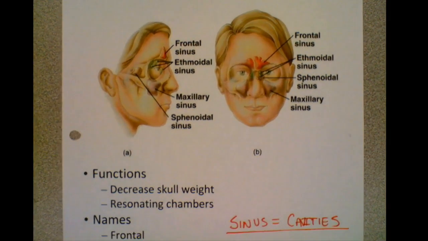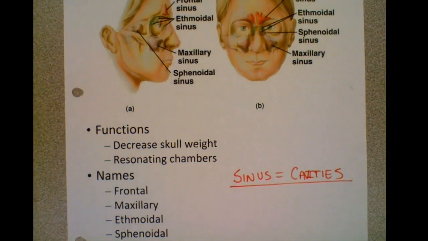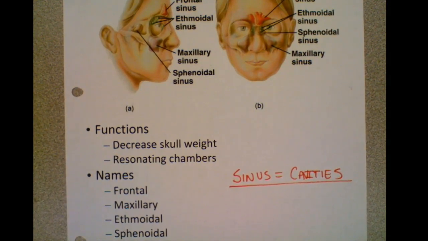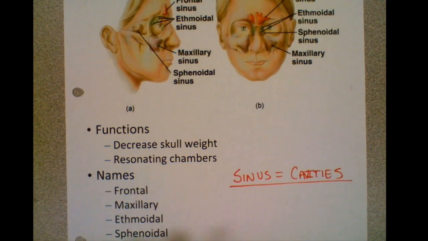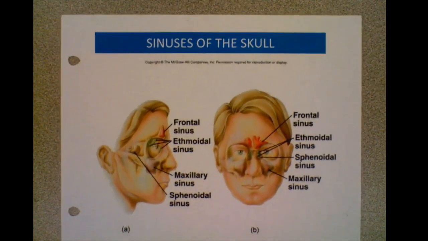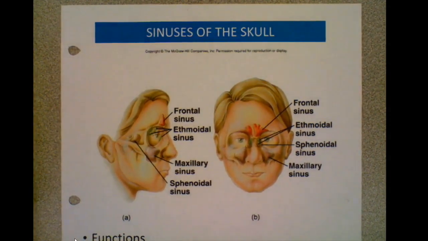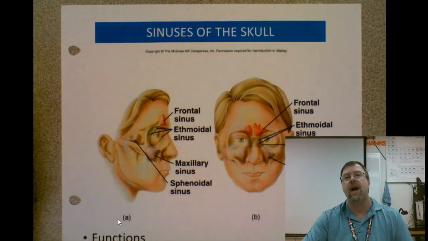All right, now I just named the sinuses here. So we have the frontal sinus in the frontal bone, the maxillary sinus in the maxilla, ethmoidal and sphenoidal are in the ethmoid and sphenoid bones. All right, so these are our sinus cavities. So that word is cavity. So this takes care of our first handout. And, you know, real simple stuff.